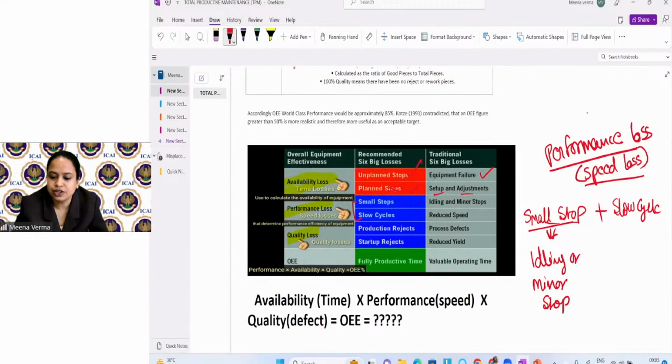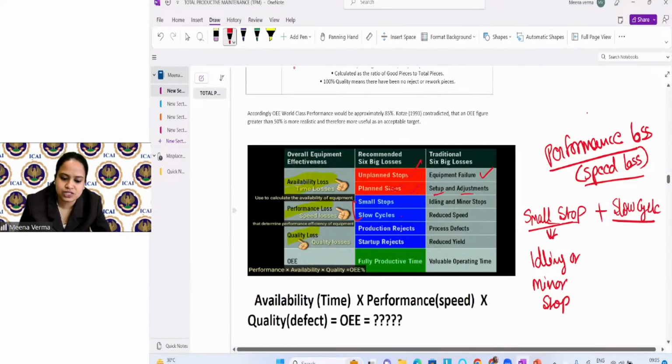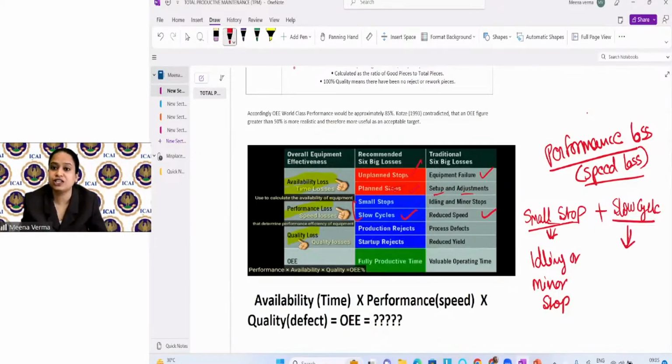And reduced speed. Second is what? Slow cycle, reduced speed. Maybe due to friction of the machine, with time the speed of the machine reduces. So that will result in what? Speed loss. So speed loss is one, idling or minor stop. You cannot avoid it. The worker will take a break, a tea break, a breakfast break.